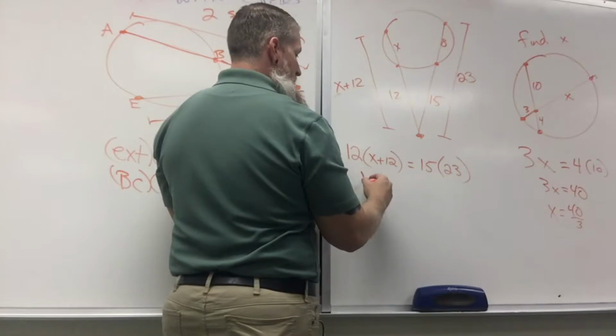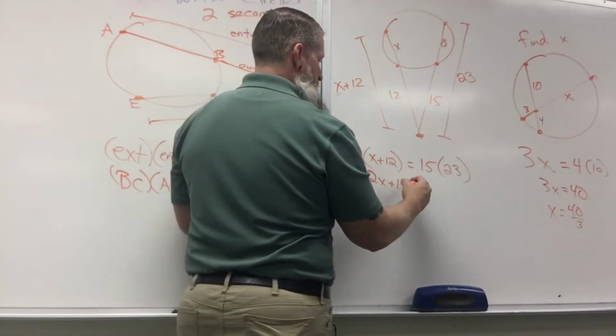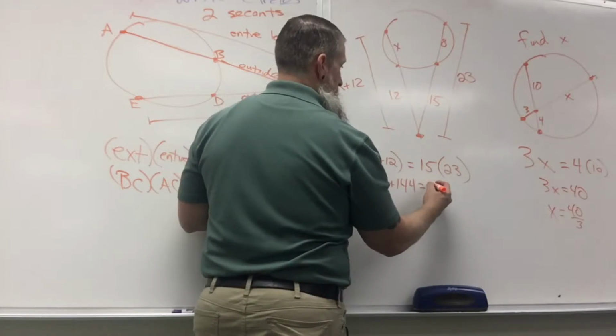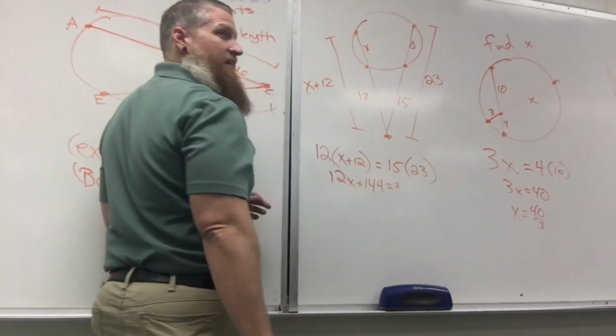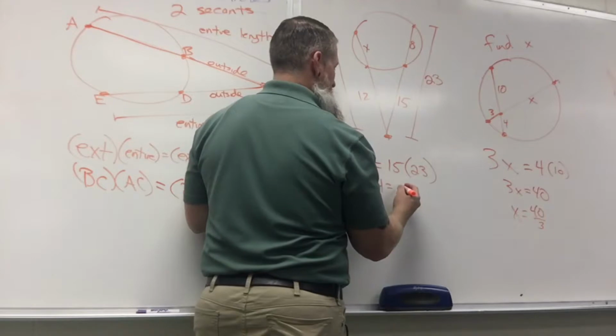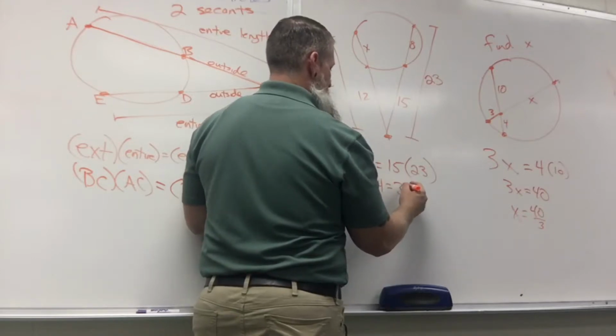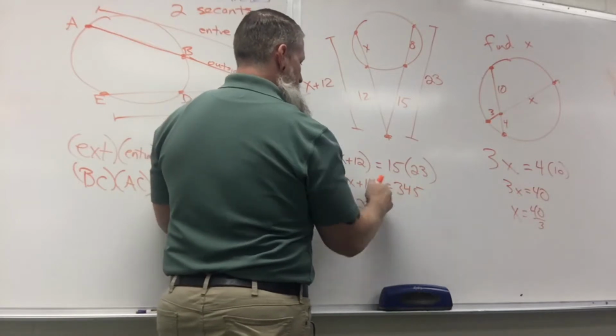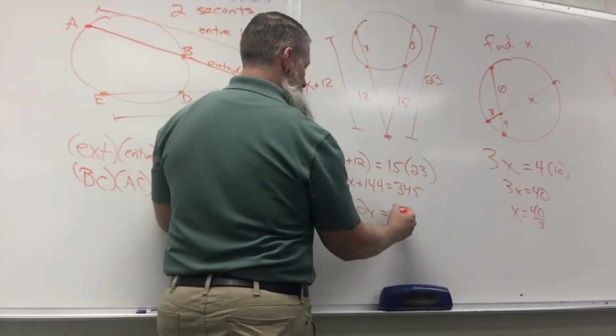If I distribute the 12 here, that gives you 12x plus 144. And then what's 15 times 23? What's 15 times 20? We'll do it that way. There you go, 345. Okay. What's 345 minus 144?